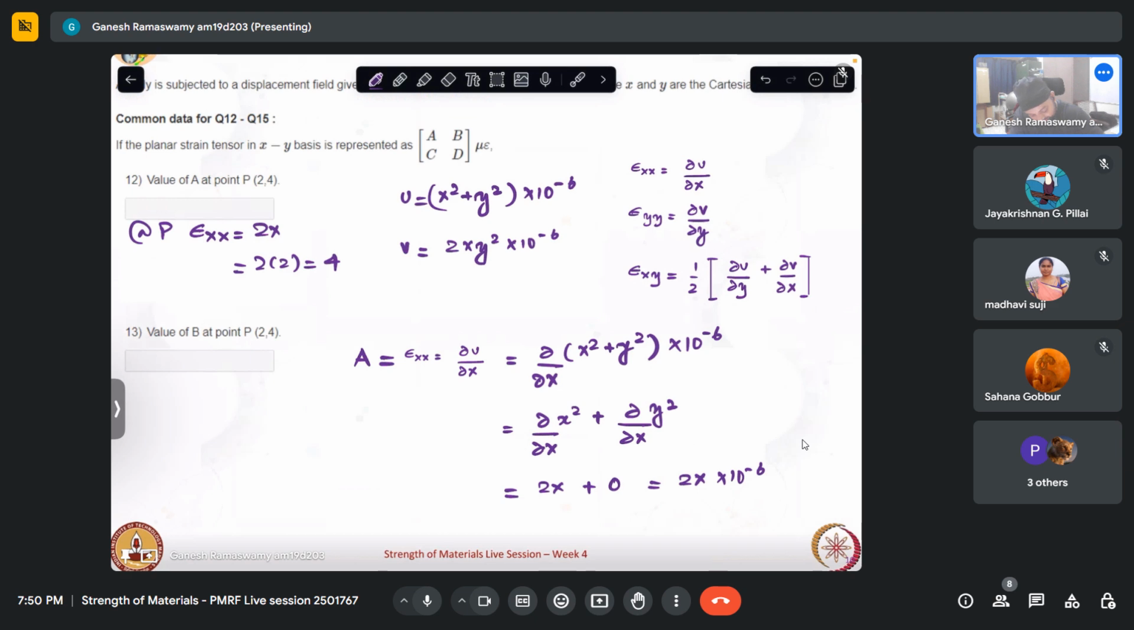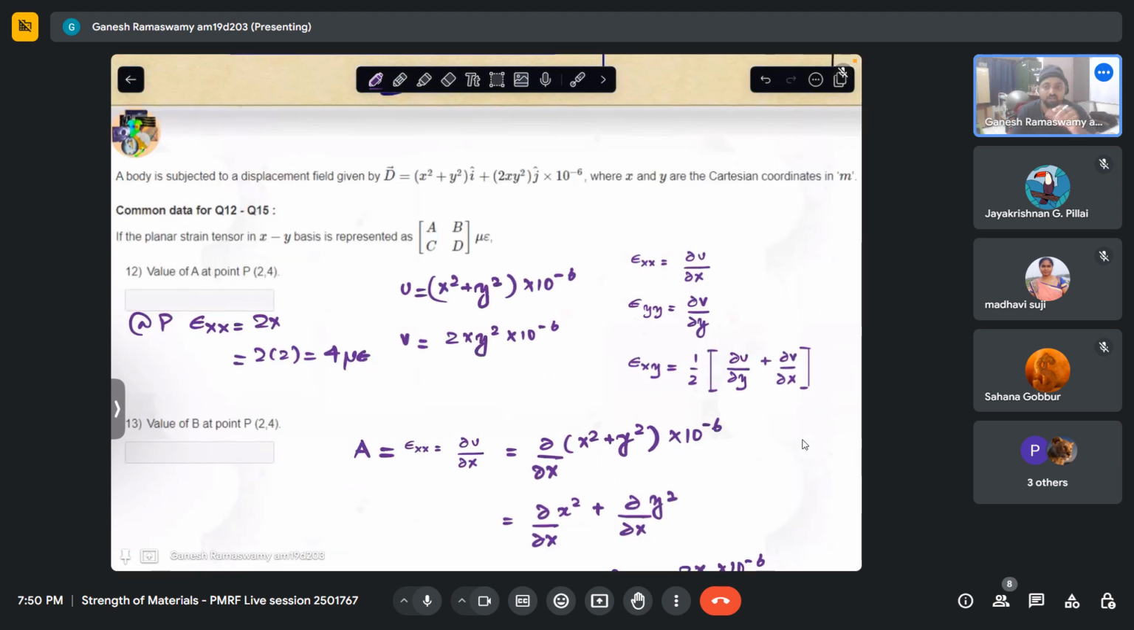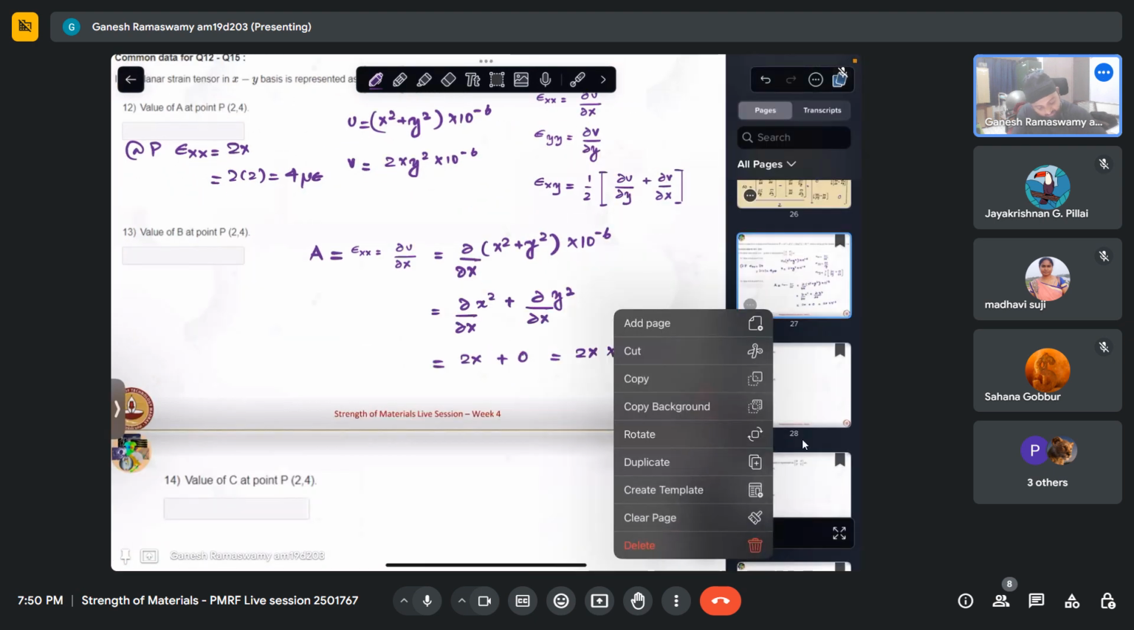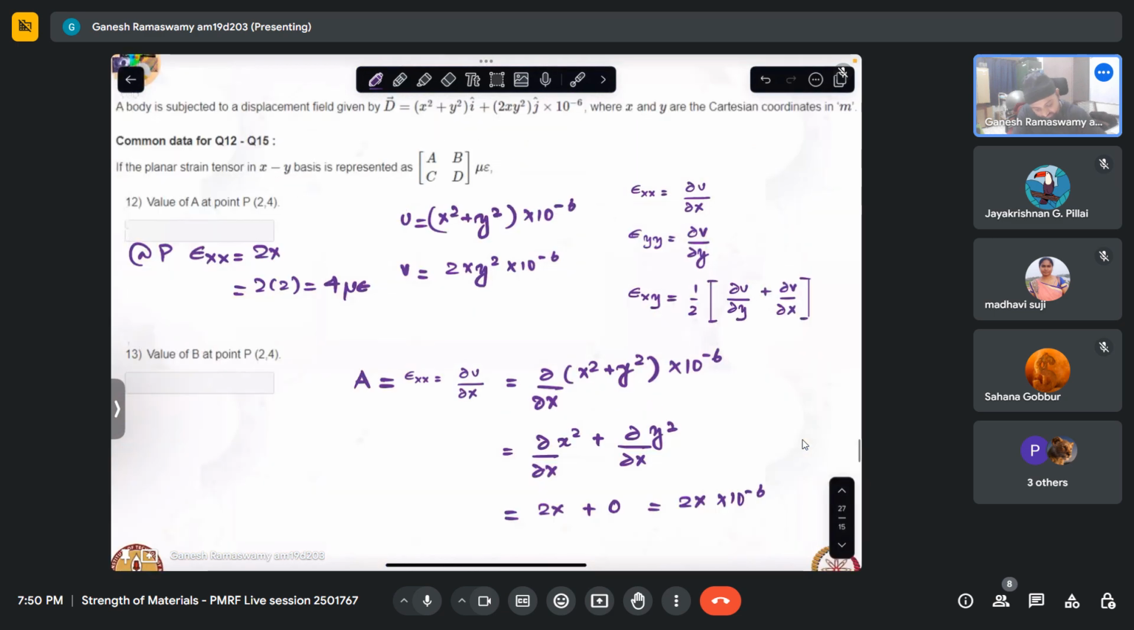So under the action of this displacement field, there is a body, and at the coordinate 2, 4, the strain it is experiencing in the x direction is 4 microstrain. 4 into 10 power minus 6 is the strain experienced at that point. This is what it implies. Now what is B? B is my shear strain. So this is my B. Let me take that here.